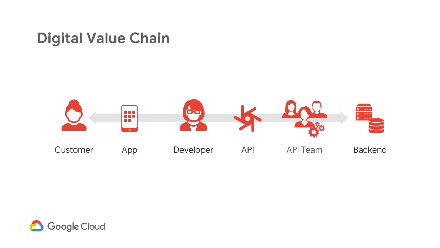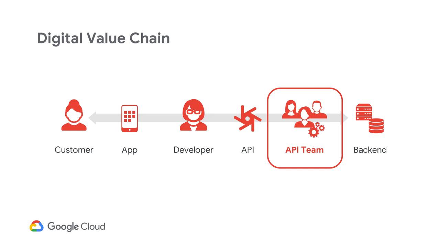You might have seen this diagram before, but to briefly explain, the digital value chain shows the relationship between the various teams and technologies from the end consumer all the way down to the back-end systems. For this session, we'll be focusing specifically on the API team shown here in the chain.